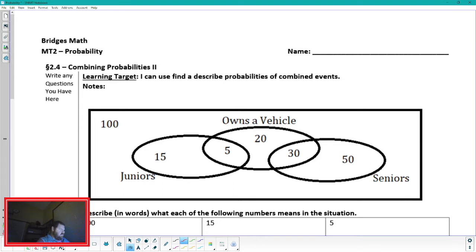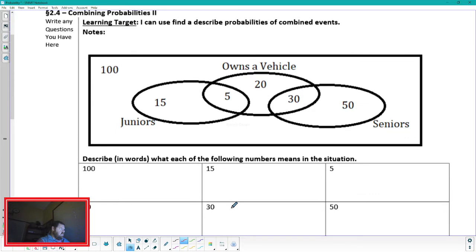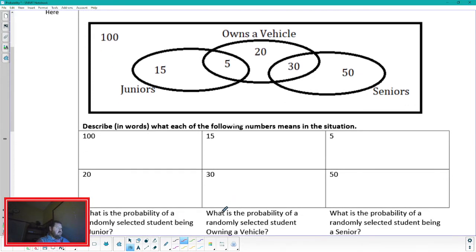And so I want to start with this. Make sure this is working here. Okay. I want to start with a look at a Venn diagram and how that can relate to probability and figure some things out. So let's just go ahead and get started here.